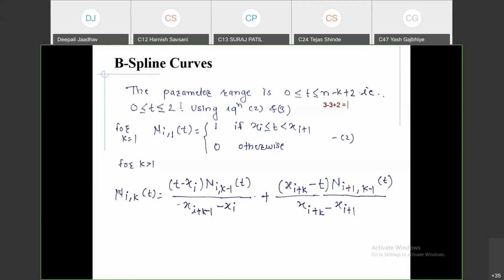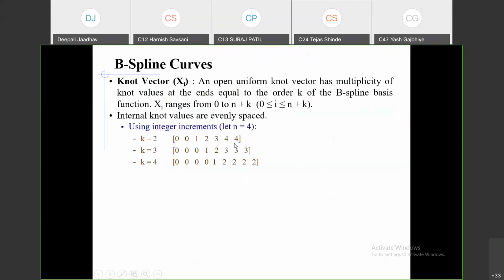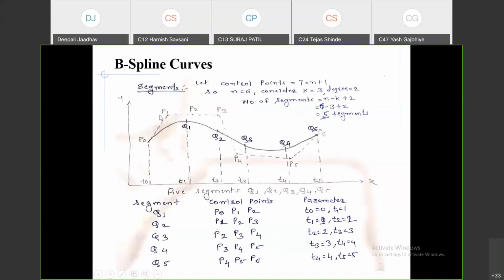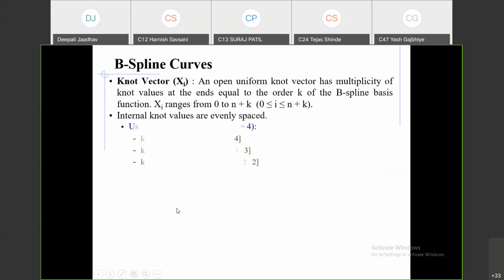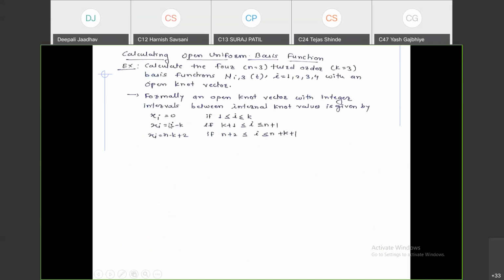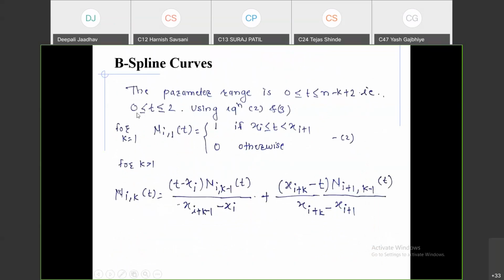Now we find out the position vectors P(t) with the help of this equation. For that we need to identify the blending function, correct? B0, B1, B2, B3 are given here in the vertex polygon. But we need to find out N i,k(t). What is this? This is the blending function with this equation. And here we have the range of the parameter, which ranges from 0 to 2.